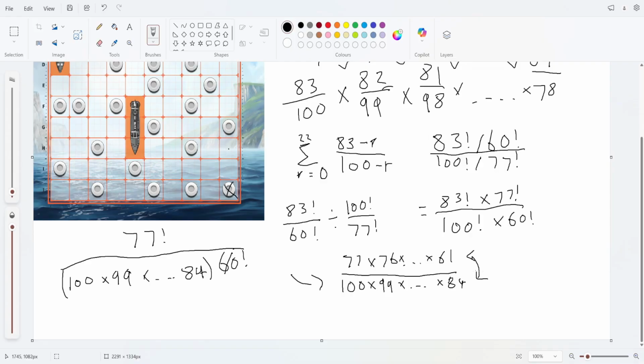And then if you end up plugging this into your calculator, you get 0.0073776 and so on. And then if I multiply this by 100, it's going to be 0.738%. And there we go.